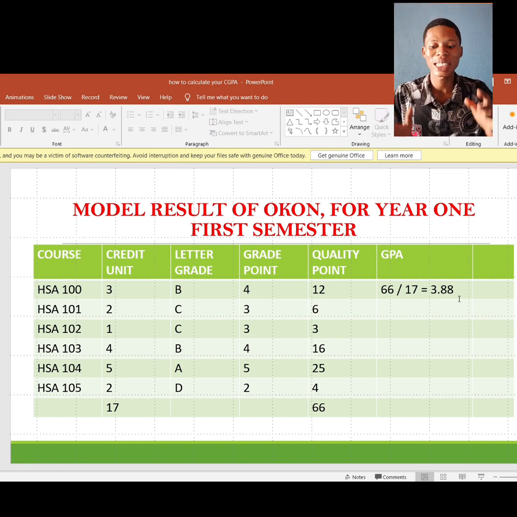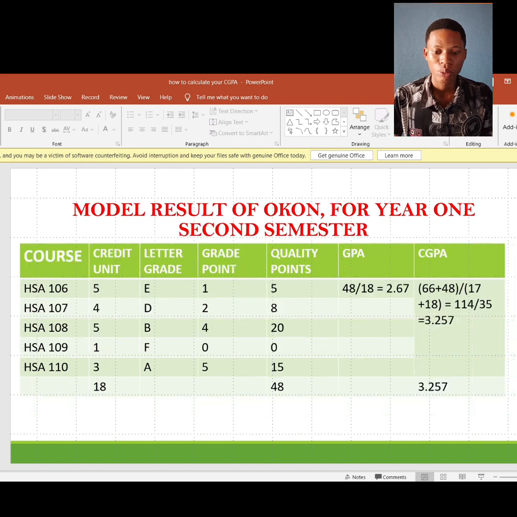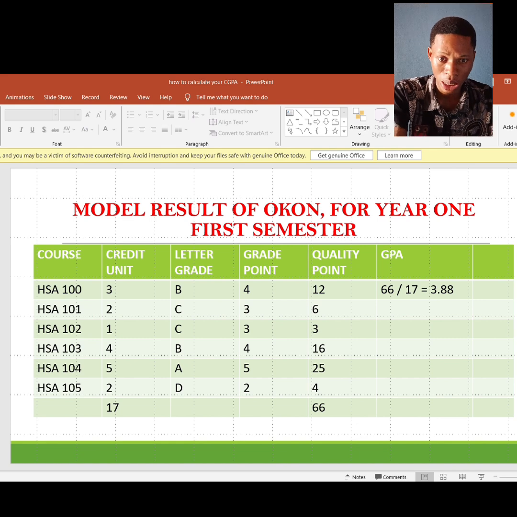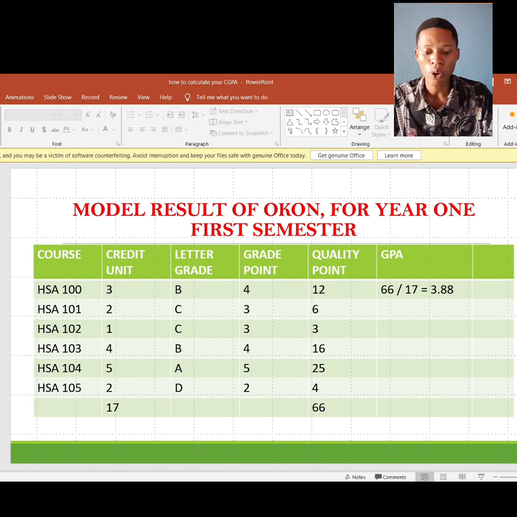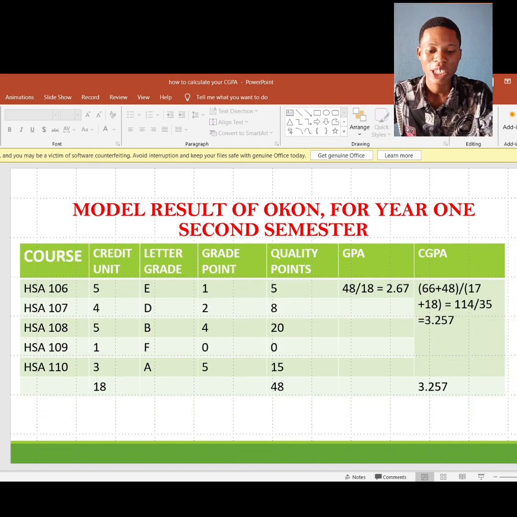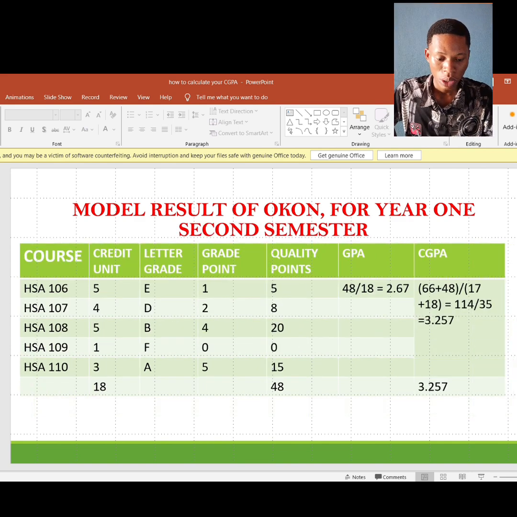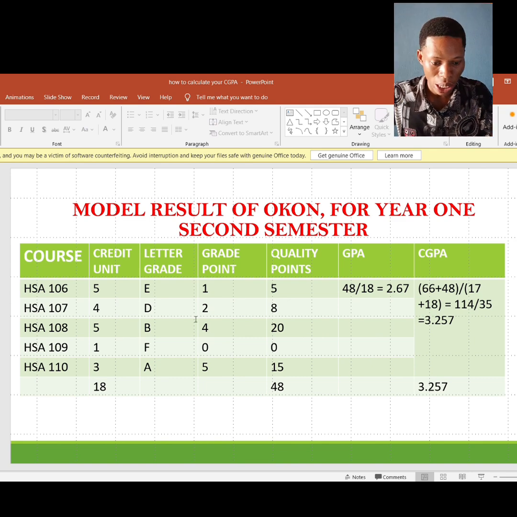Now, how do you get the CGPA, the cumulative grade point average? Okay, now let's still go on. Remember, this first one I showed you is for first semester. Now we do the same thing for Okon year one second semester. This other one now is for second semester. We did the same thing we did in the first one.